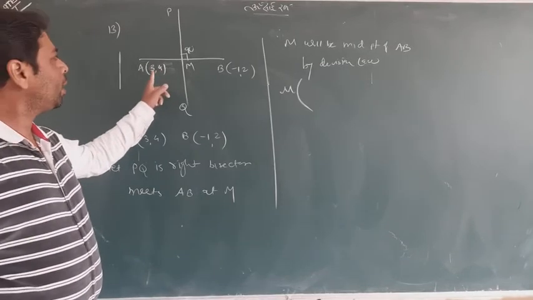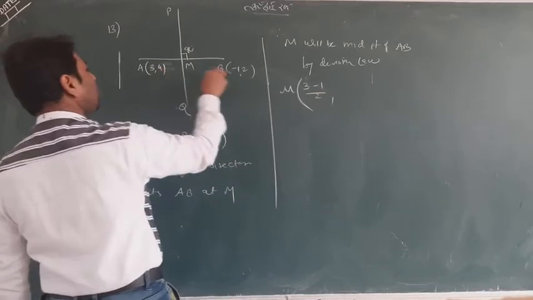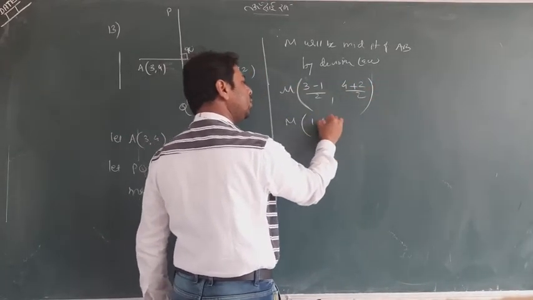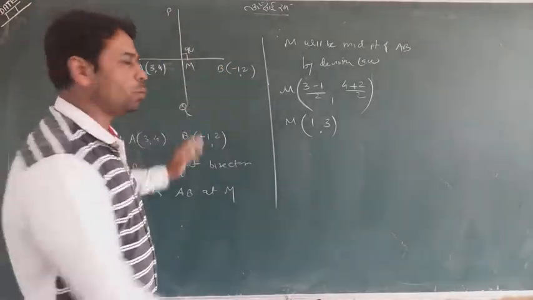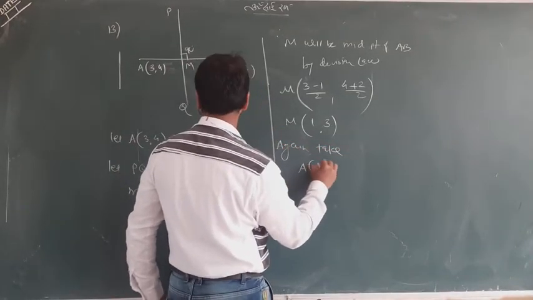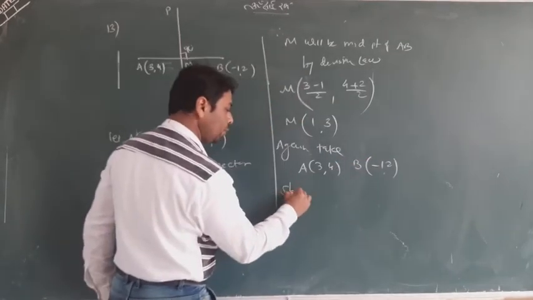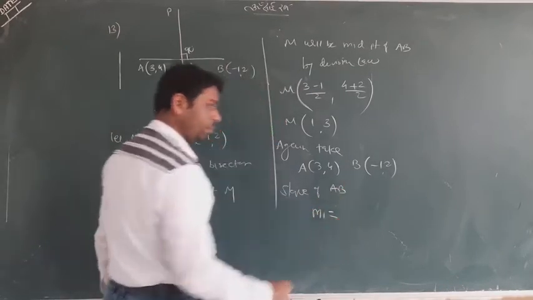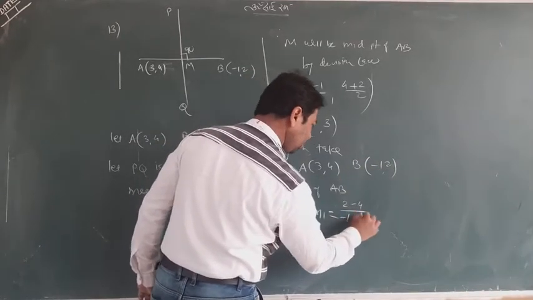So what is the division formula? (x1 plus x2) by 2, (y1 plus y2) by 2. So we get M. Now after finding M, we will find the slope of PQ. Again, taking A is (3, 4) and B is (-1, 2). Can you find the slope of AB, say m1? You know the formula: (y2 minus y1) over (x2 minus x1).